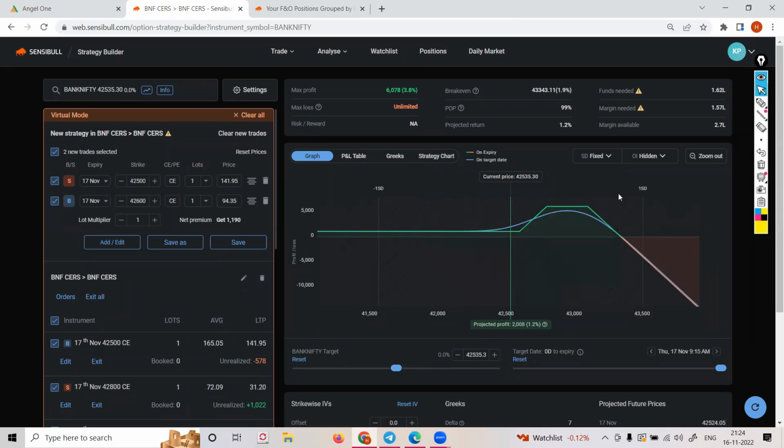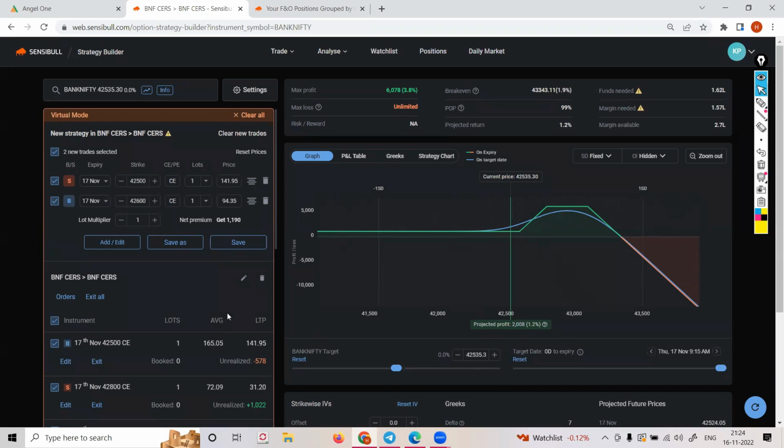Now you guys tell me, what is 1,000 on a capital of 1,57,000? Can someone please type me what is the percentage? 1,000 on a capital of 1.6 lakh, around 1%.